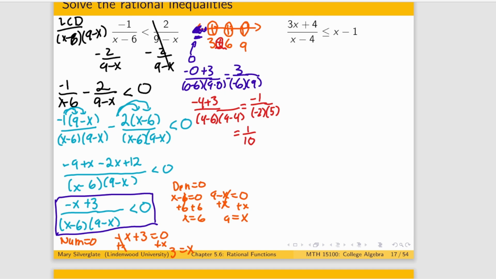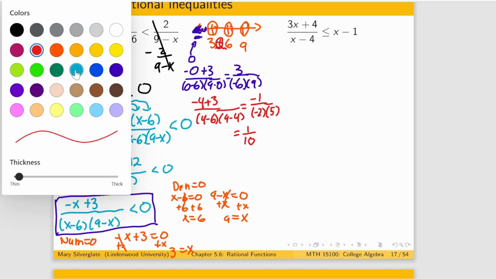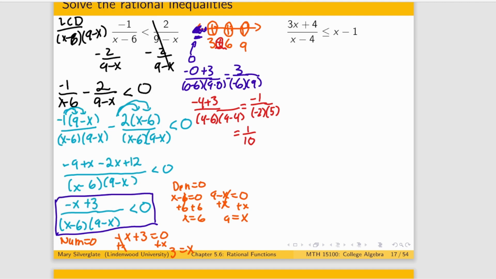But it's still worth double checking that we're going to end up with this alternating pattern like we are maybe conjecturing is happening. Let's plug in something between 6 and 9. Let's say 7. So that'd be negative 7 plus 3 over 7 minus 6, 9 minus 7. Negative 7 plus 3 is negative 4. 7 minus 6 is 1. 9 minus 7 is 2. Negative 4 divided by 2 is indeed a negative. So we do want to shade in between there.